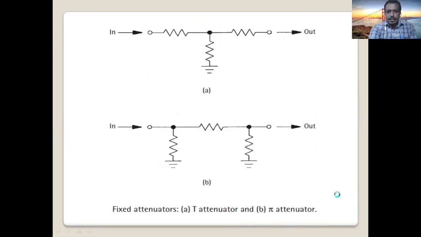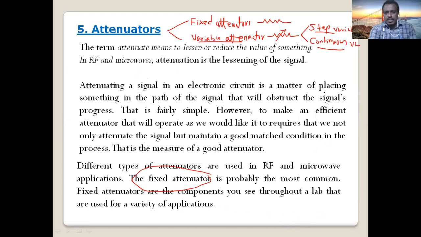The second type of variable attenuator, we call it continuous. In this case, you can adjust the attenuation to any value. It's a continuous variable attenuator.